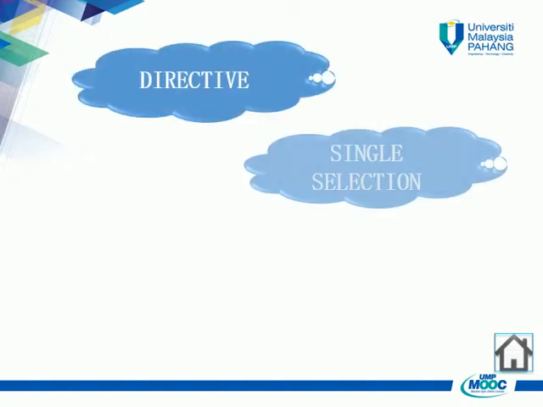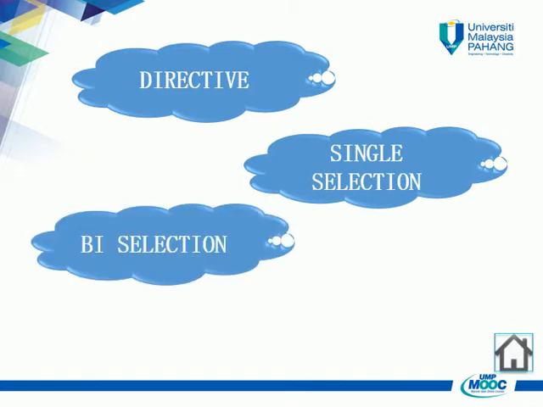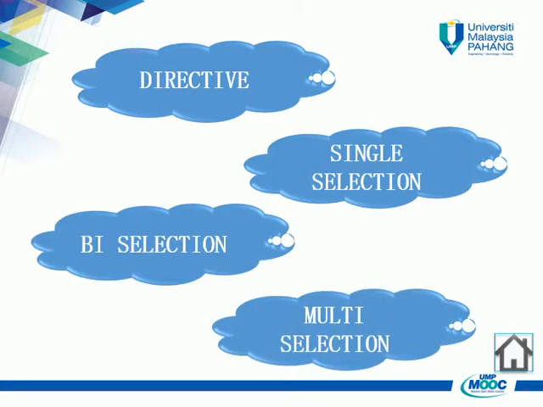In solving programming problems, there are a variety of questions. However, we can conclude them into 4 types, which are directive, single selection, biselection, and multi-selection. Directive question is the simplest question which won't involve any conditions or selections. For the other 3, it requires us to apply 1, 2 and more than 2 conditions, respectively. Each type of question will be explained through examples of case studies.